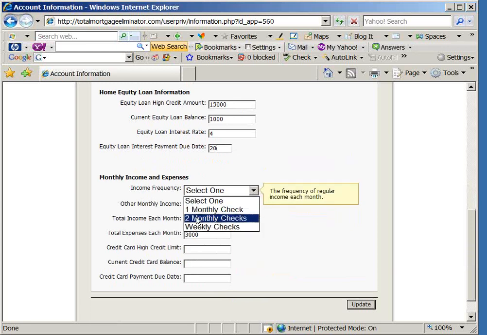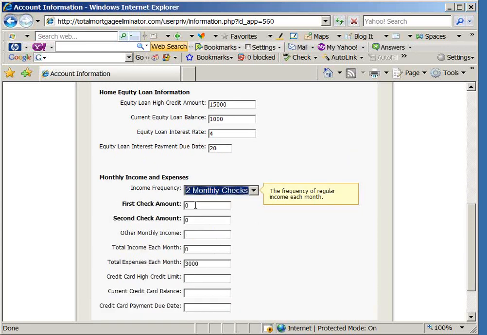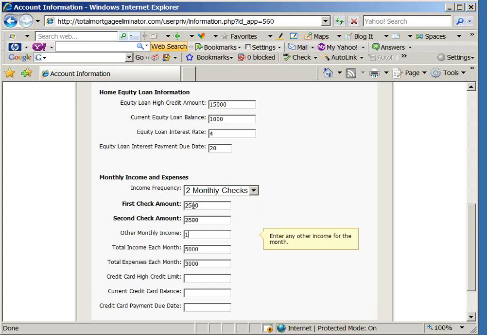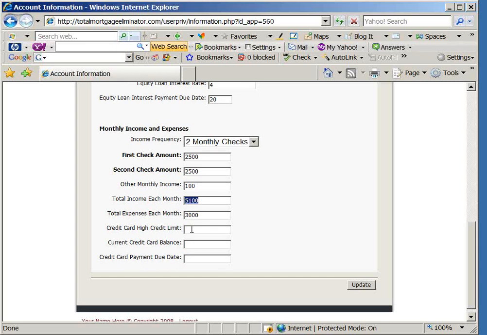Tom is just a regular salaried guy, and he receives 2 monthly paychecks of $2,500 each. And then actually Tom has an additional $100 worth of net rental income from a rental property that he has. So we've added that in, so Tom has a total of $5,100 monthly income. He told us previously he had $3,000 worth of expenses excluding his mortgage.